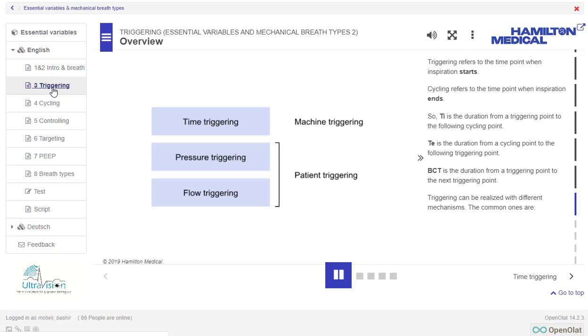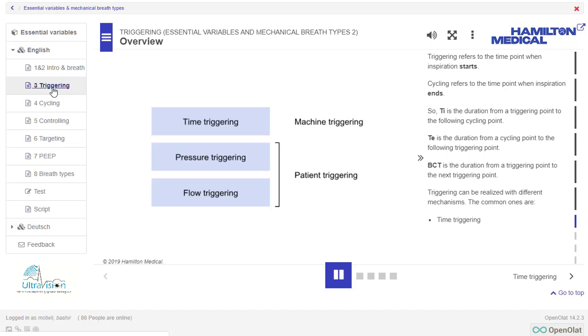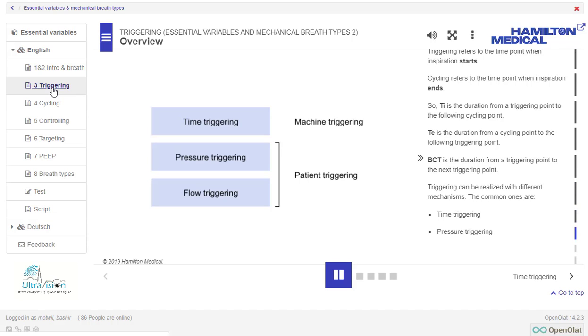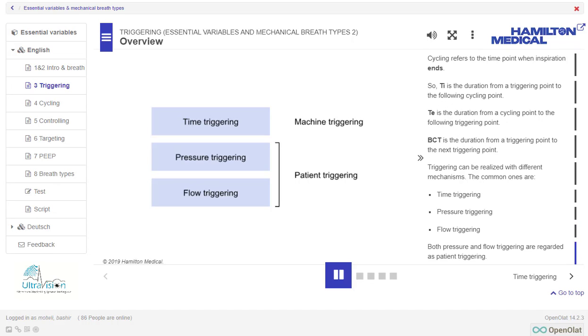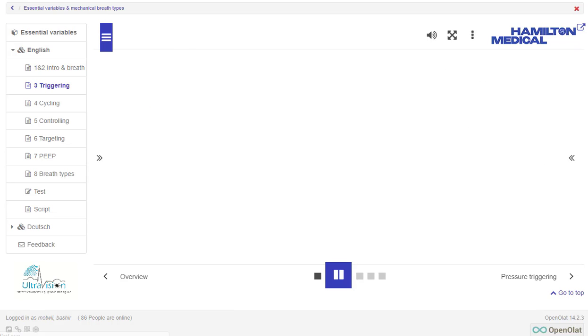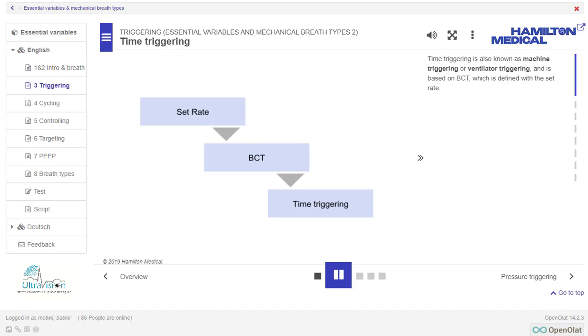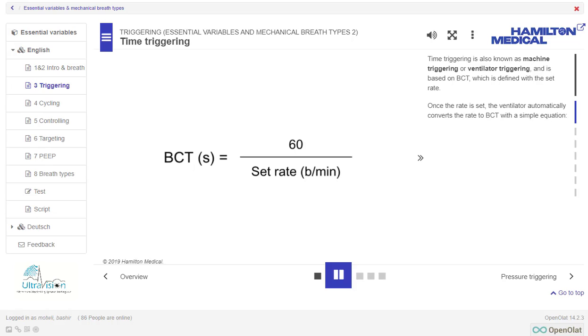Triggering can be realized with different mechanisms. The common ones are time triggering, pressure triggering, and flow triggering. Both pressure and flow triggering are regarded as patient triggering. Time triggering is also known as machine triggering or ventilator triggering, and is based on BCT, which is defined with a set rate. Once the rate is set, the ventilator automatically converts the rate to BCT with a simple equation.